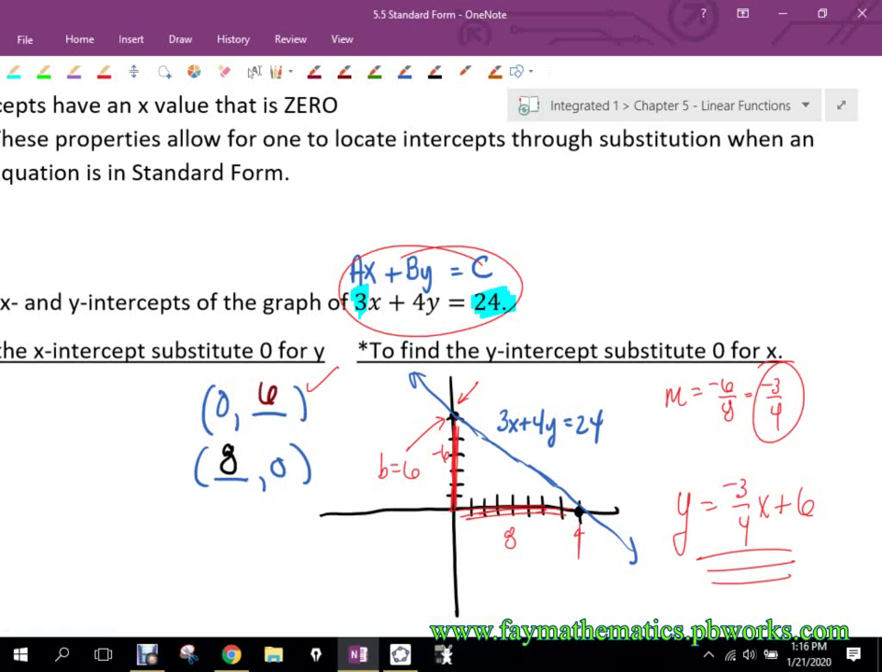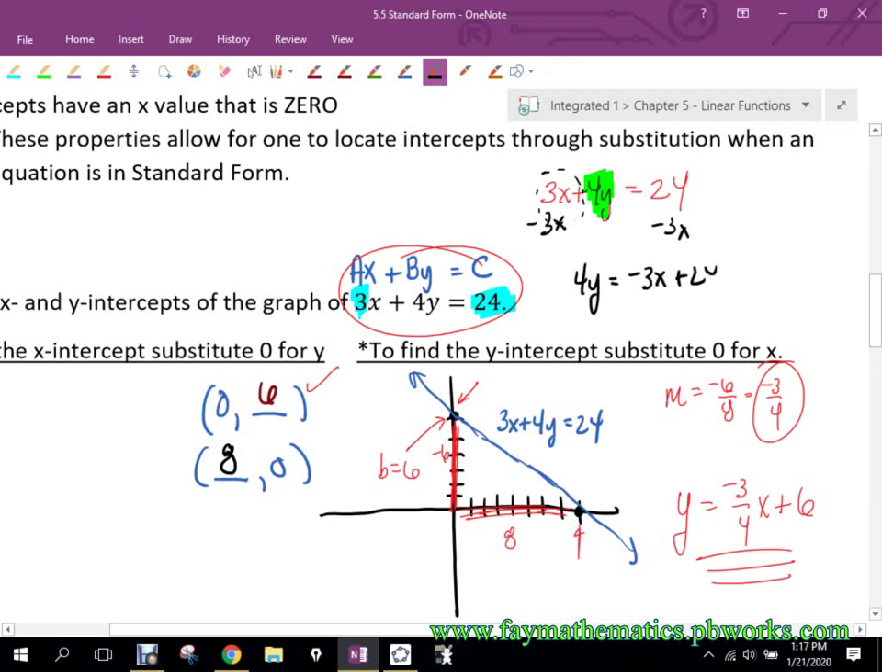Or, can I take 3x plus 4y equals 24 and try to get this thing by itself? Let's get this 4y by itself. How do I get 4y by itself? Careful. If I'm going to try to isolate that 4y, I want to get this to the other side, right? I'm going to subtract that first. Does that give you 4y equals negative 3x plus 24? Does that make sense? Now, how are you going to turn that 4y into a 1y?